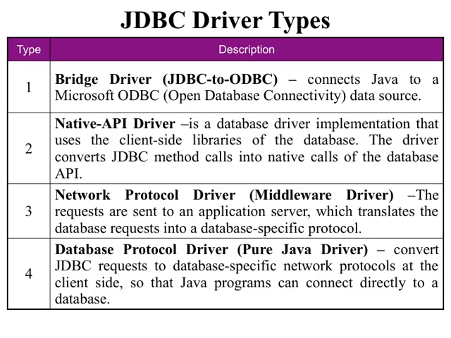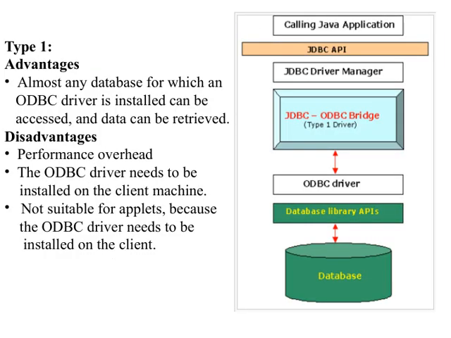Each type plays a vital role in how Java applications interact with databases, which ties back to our overall theme of efficient and flexible database connectivity. Let's talk about the advantages first. One of the key strengths of this approach is that almost any database for which an ODBC driver is installed can be accessed. This means that data retrieval becomes quite flexible and widespread, since you're not limited to specific database types. Essentially, if there's an ODBC driver available, you can connect and work with that database effectively.